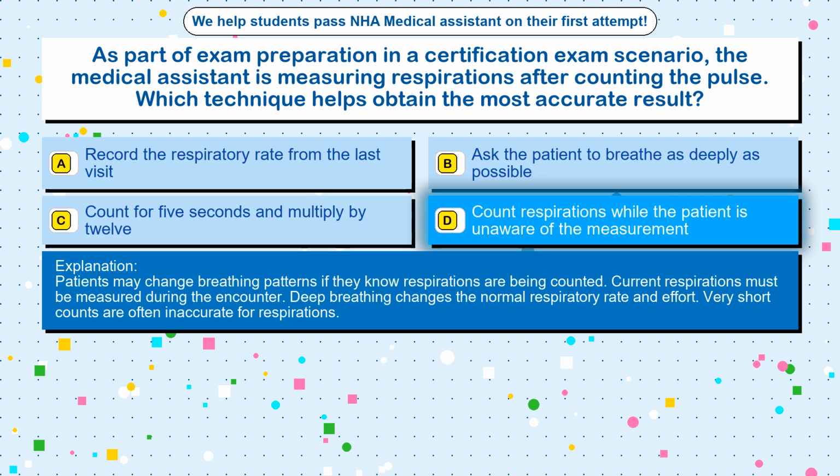Patients may change breathing patterns if they know respirations are being counted. Current respirations must be measured during the encounter. Deep breathing changes the normal respiratory rate and effort. Very short counts are often inaccurate for respirations.